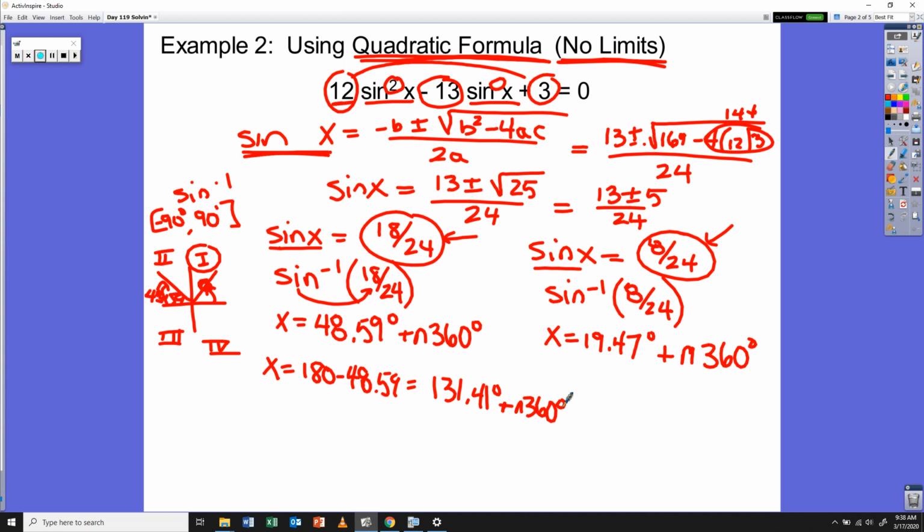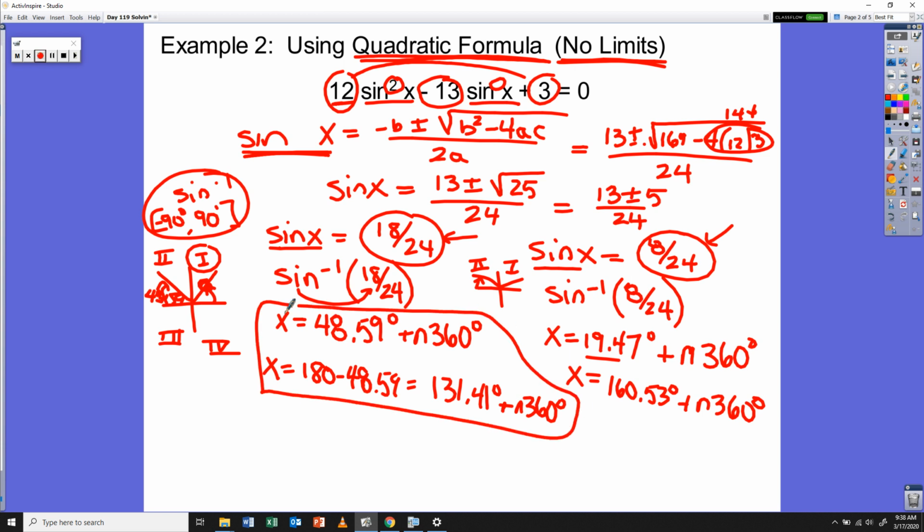And we're going to have to do the same thing for 19.47. If 19.47 degrees works, then, because that's in quadrant 1, that's where sines are positive. There's another quadrant where sines are positive, quadrant 2. Our inverse sine could never give us those because it doesn't go that far. So if you subtract the 19.47 from 180, you're going to get 160.53 degrees and all of its coterminals as well. So there's a lot of answers here for this problem. All of these and all of these.